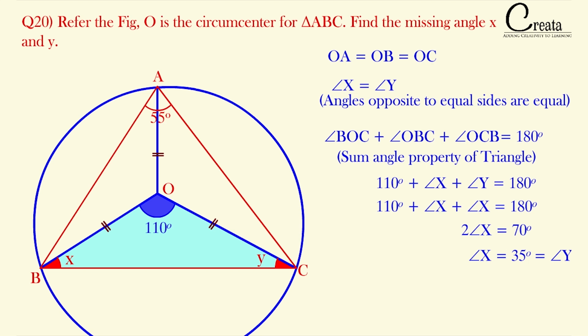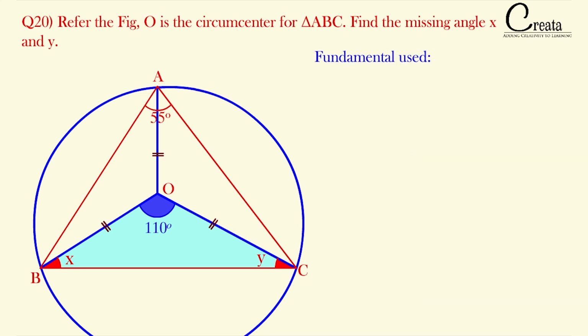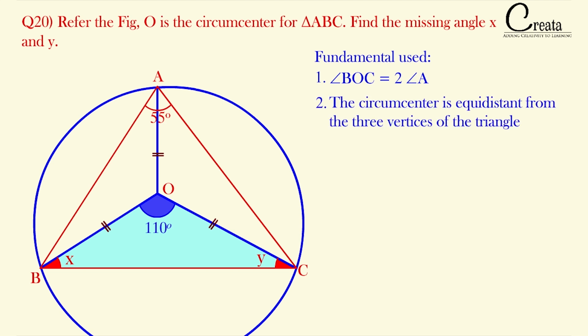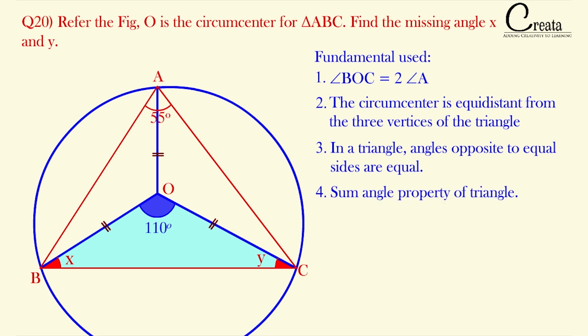So the fundamentals that we have used in solving this question are: the first fundamental is the angle formed at the circumcenter is twice the opposite angle. The second fundamental we have used is the circumcenter is equidistant from all the three vertices of the triangle. That is, for the circumcenter, OA, OB and OC will be equal to each other. The third fundamental we have used is, for an isosceles triangle, the angles opposite to equal sides are equal. And lastly, we have used the angle sum property of the triangle. That is, the sum of three angles of a triangle is equal to 180 degrees.